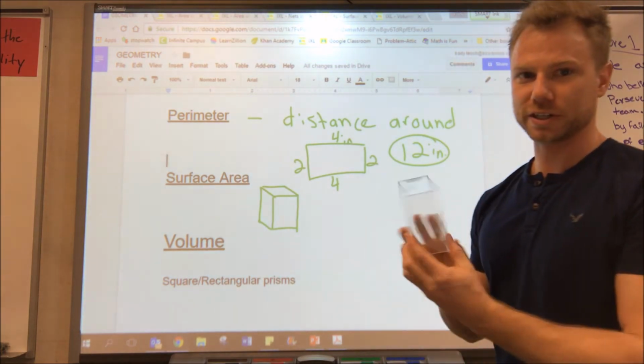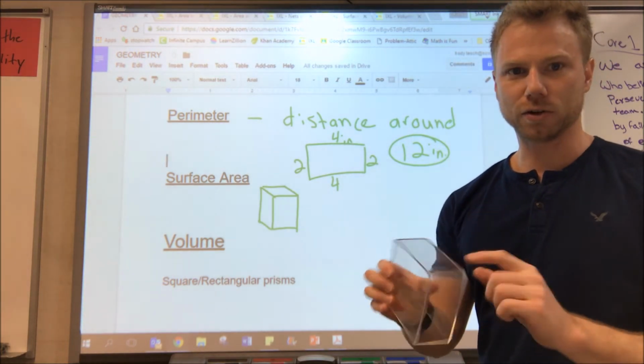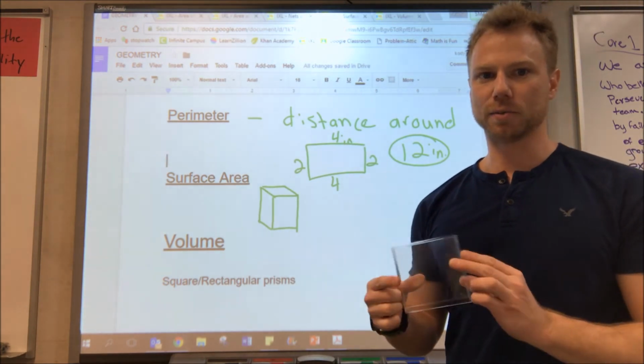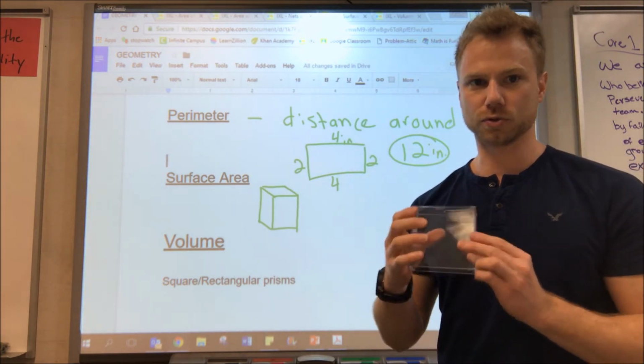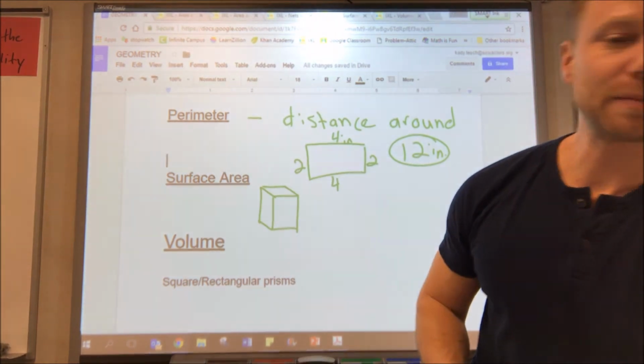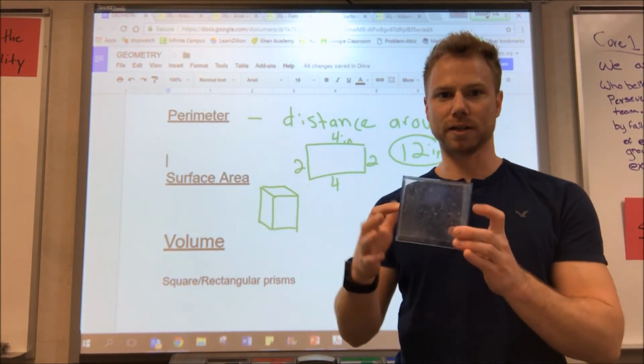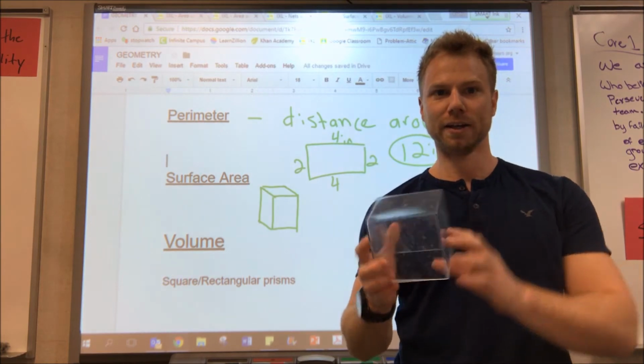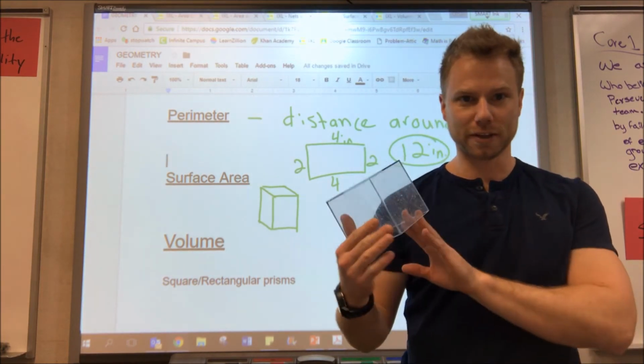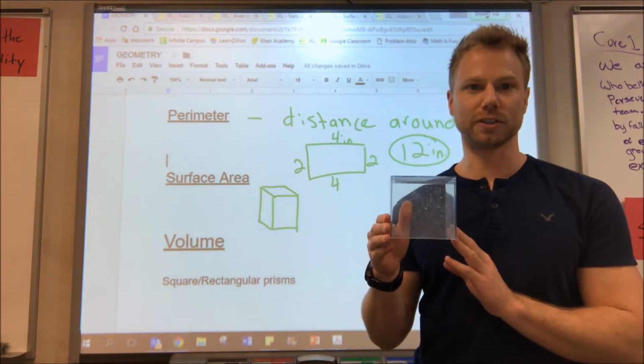So to find the surface area, you have to find the area of all of those and then add them all together to get the area of the total surface. Okay? Same thing is true if you have a cube. There's 6 sides: top, bottom, left, right, front, back. You would add all of those together to get the total surface area.